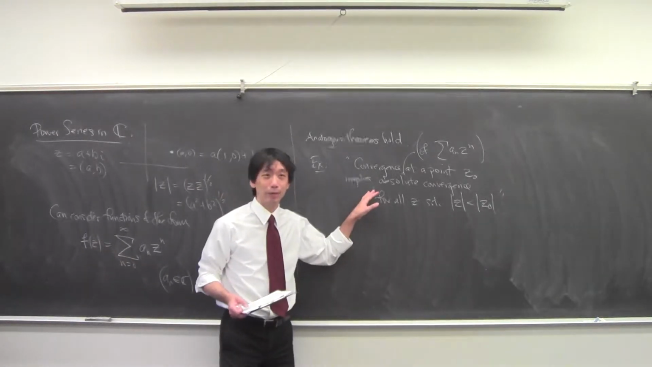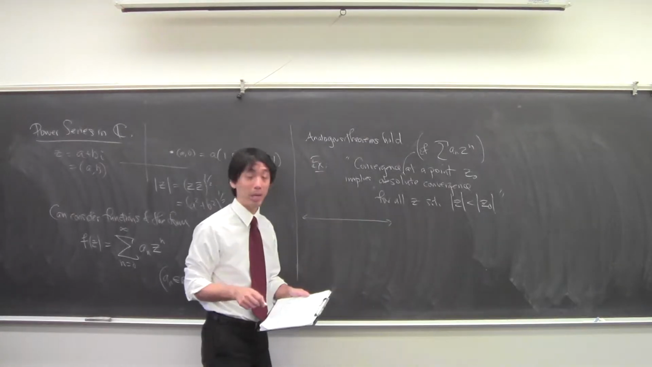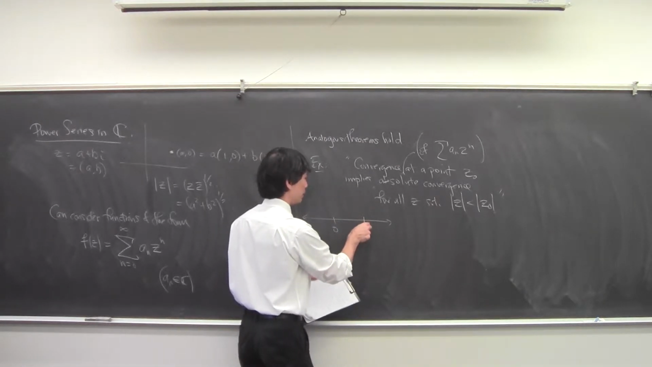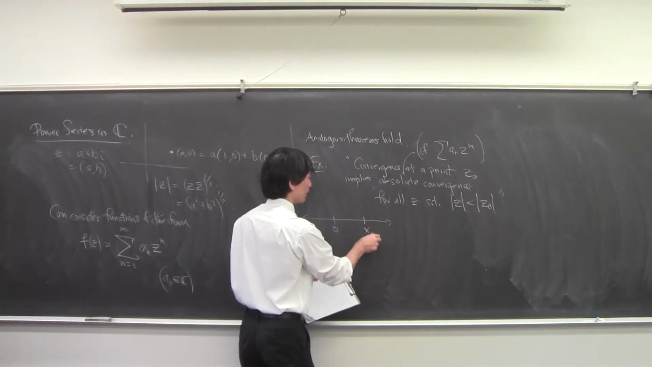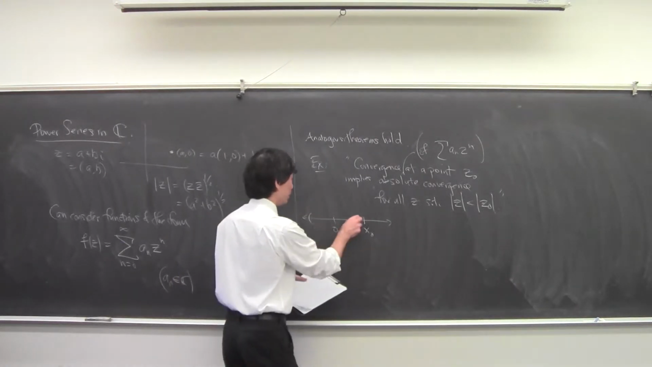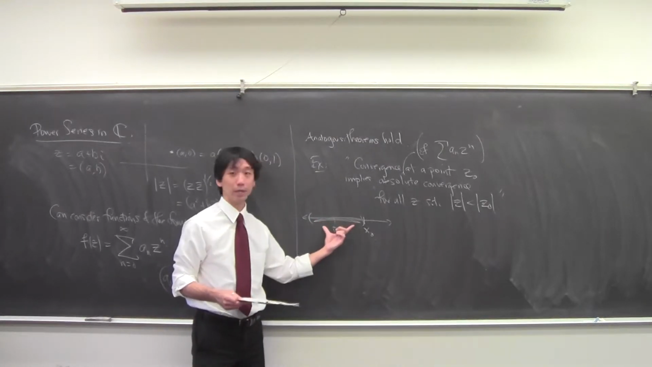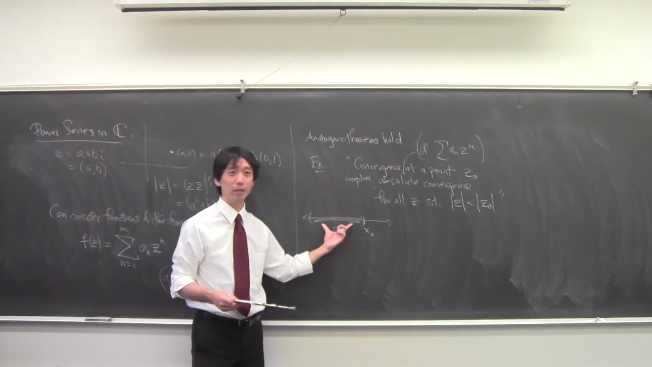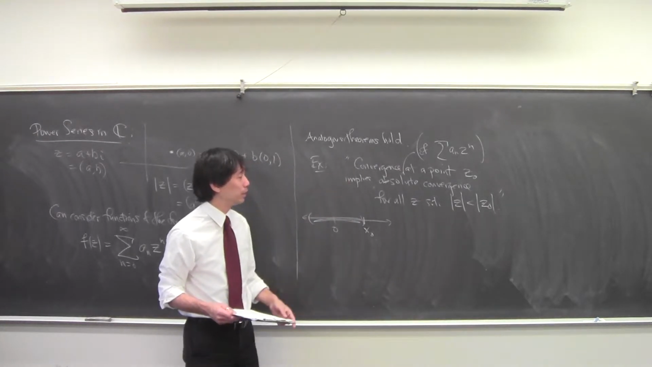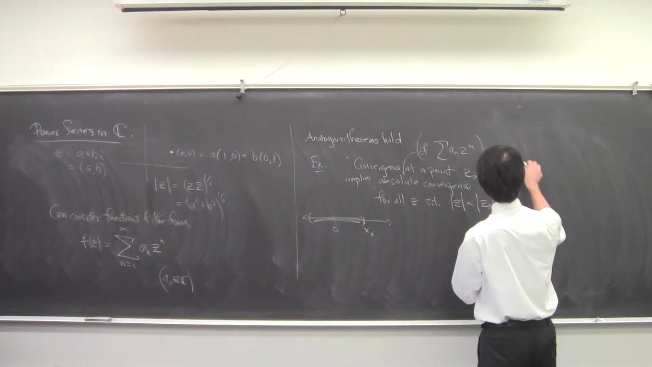You remember that for the real numbers. When we were talking about real power series, it turned out that if your power series converged at some point, then you knew that it absolutely converged on the open interval from here to here. Hope you remember that. The same sort of thing happens. In fact, the same proof works.